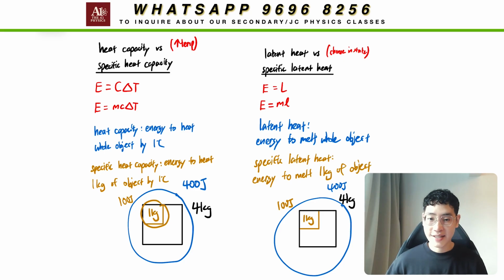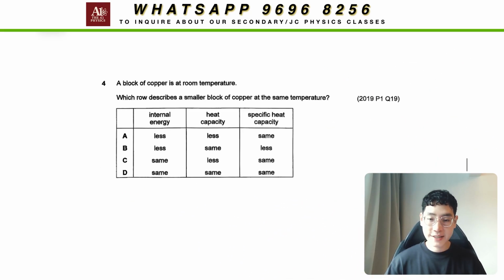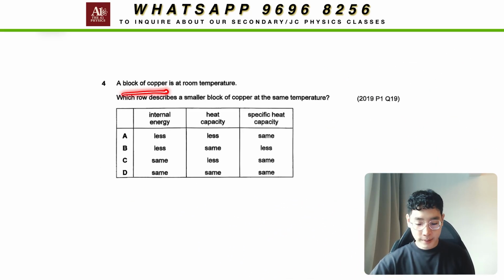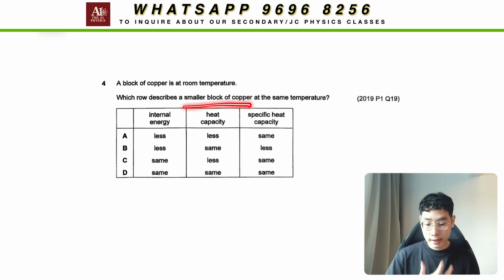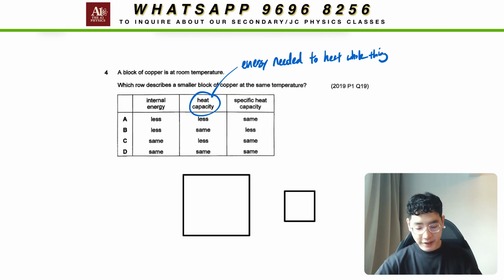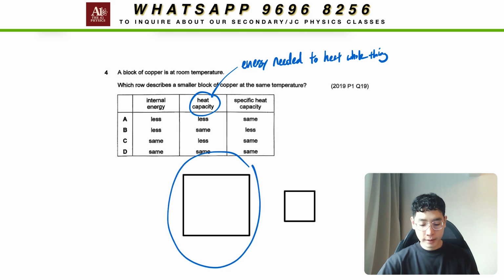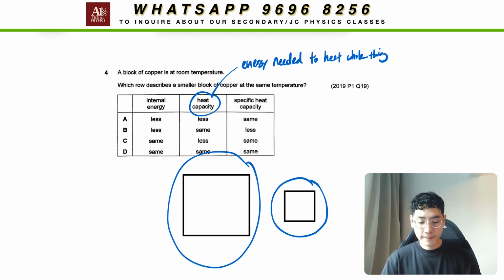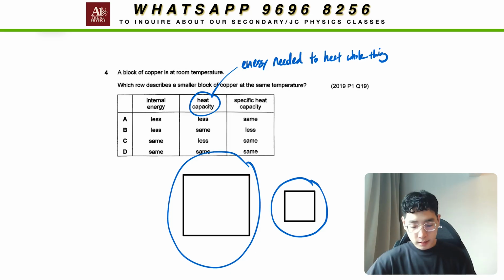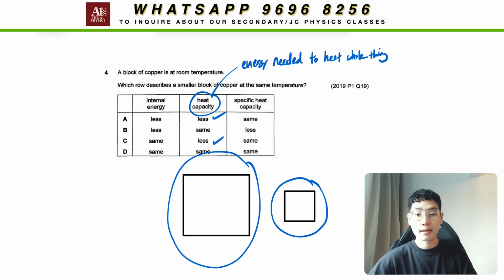Now that we understand this, let's go and try this O-level physics TYS question. A block of copper is at room temperature. Which row describes a smaller block of copper at the same temperature? So we can see over here, the energy needed to heat up the bigger block is obviously more than the energy needed to heat up the smaller block. The bigger block has more mass, so you need more energy to heat up the whole thing. So the smaller block actually has less heat capacity.